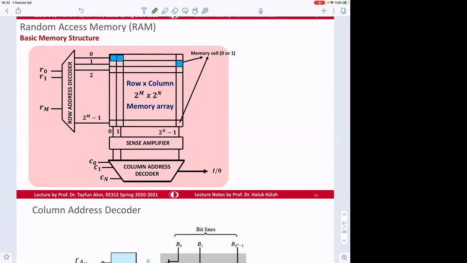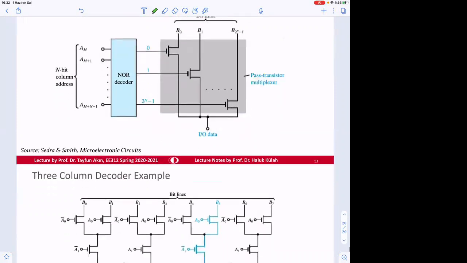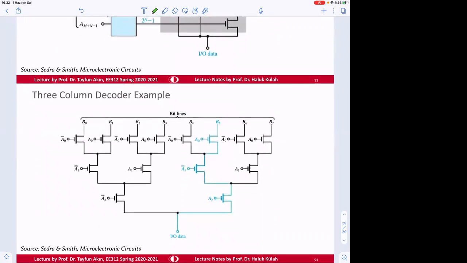So what else is left here? Column, this was row address decoder. The column address decoder is also very straightforward. It's just logic design, and how this is done. I guess there's a typo here. 3 column decoder example, and I guess this is not really that critical, so we can skip that.